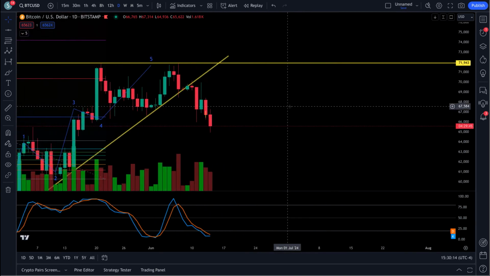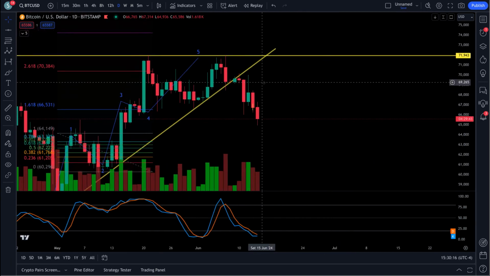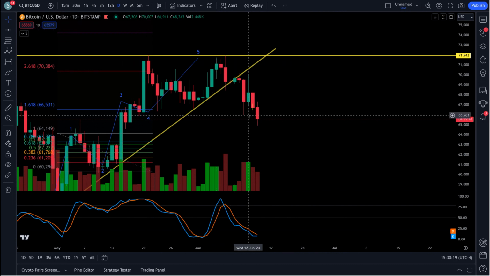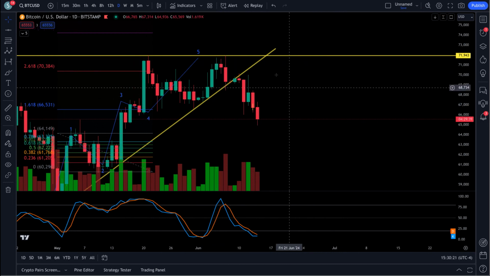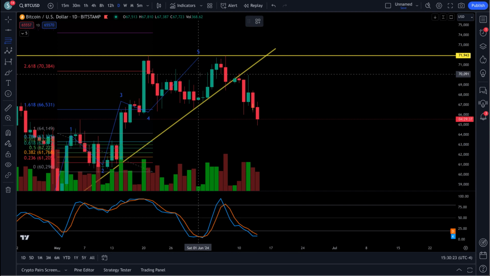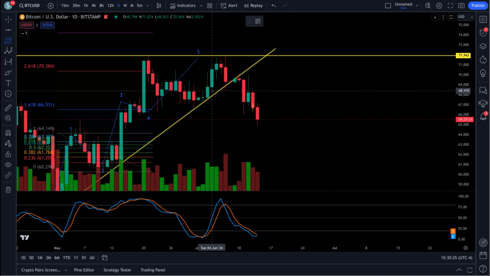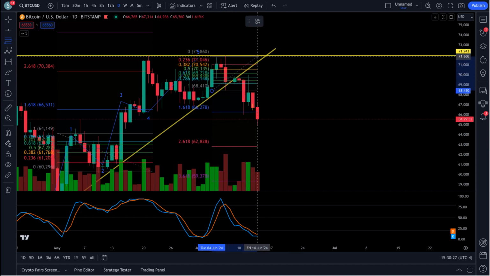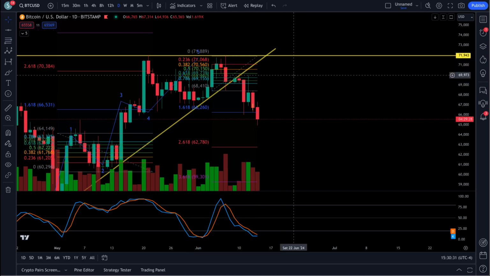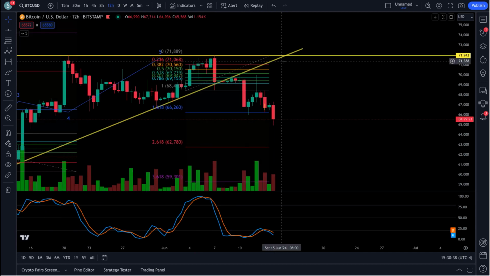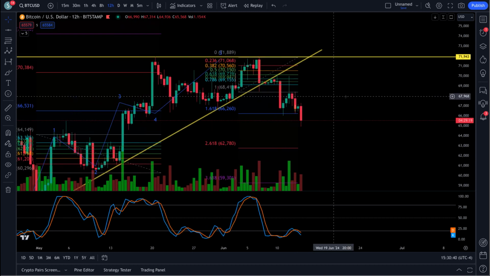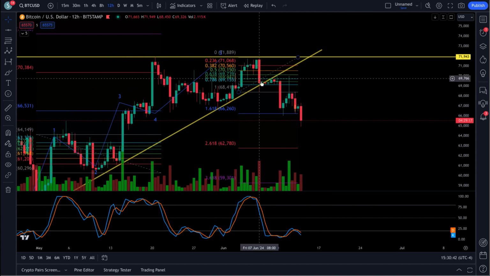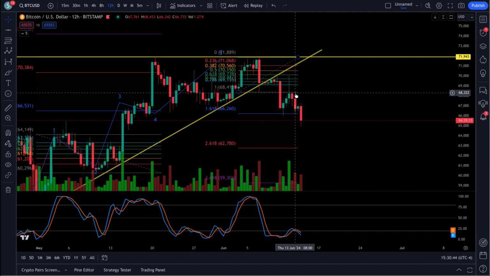We're on a daily right here. You can clearly see we got a wave count starting here on the way down. If you look for a 1.618 for a wave 3, there you go. You got almost a perfect 1.618. So if we come in on that on a 12-hour, there you go. You got 1, 2, 3, 4, and 5.